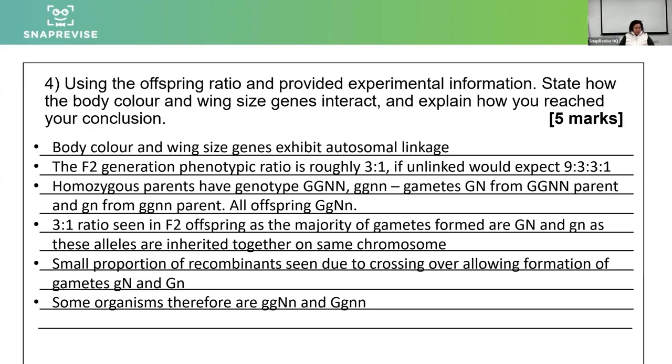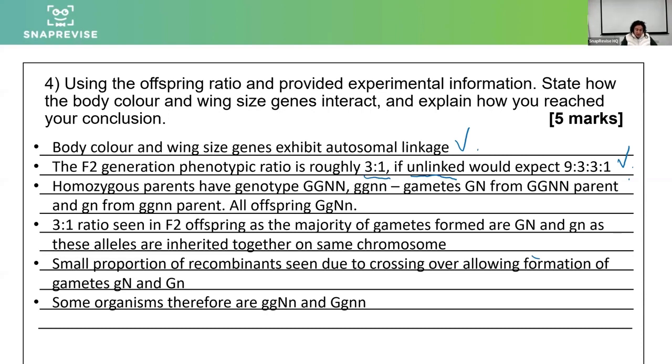Let's look at the answer together and break down the different marks here. First of all, we're going to explain that the body color and wing size genes exhibit autosomal linkage. That is our first conclusion. Why? How do we know this? What is the explain bit now? The F2 generation phenotypic ratio is roughly 3:1, whereas if the genes were unlinked, we would expect a 9:3:1 ratio, like with any other dihybrid inheritance.